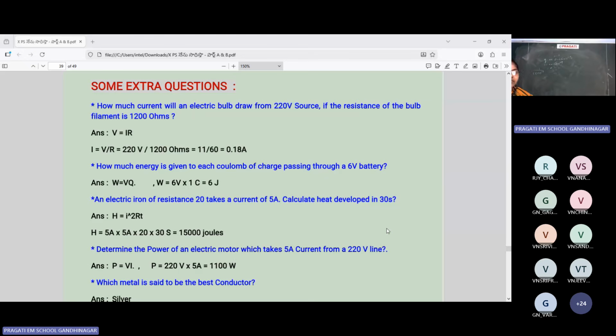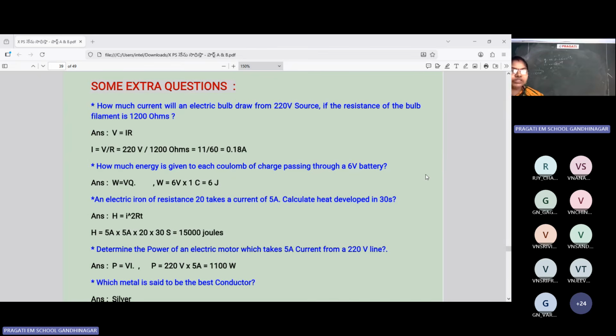How much energy is given to each coulomb of charge passing through a 6-volt battery? This is from the definition of the potential difference. V is equal to W by Q. Here he asked energy W. W is equal to VQ. So 6 into 1, that is equal to 6 joules.